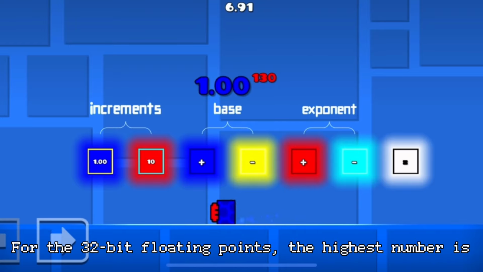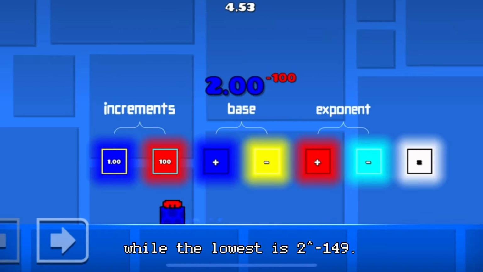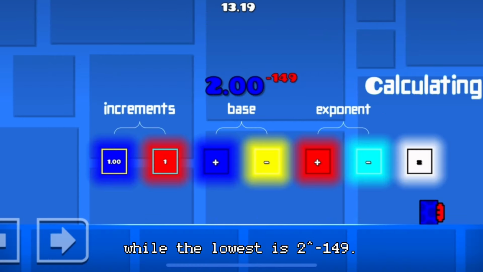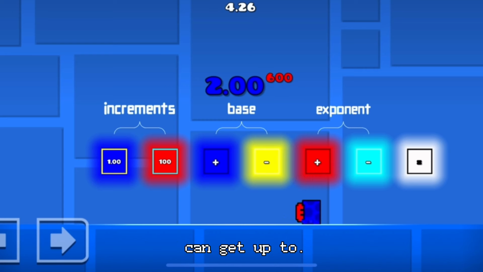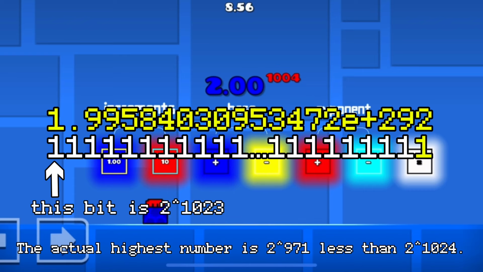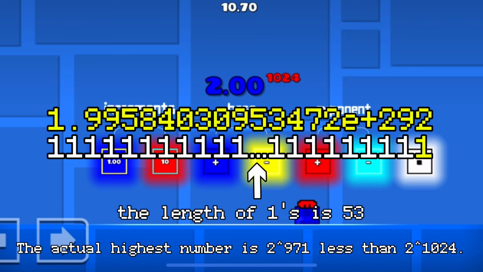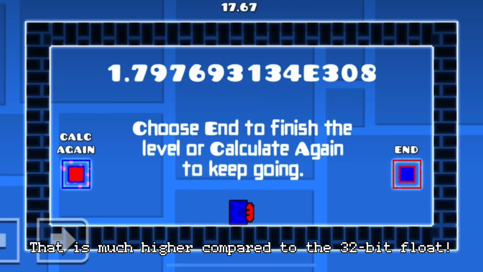For the 32-bit floating points, the highest number is, while the lowest is 2^-149. Next, the 64-bit float, which is how most calculators can get up to. The actual highest number is 2^971, less than 2^1024. That is much higher compared to the 32-bit float.